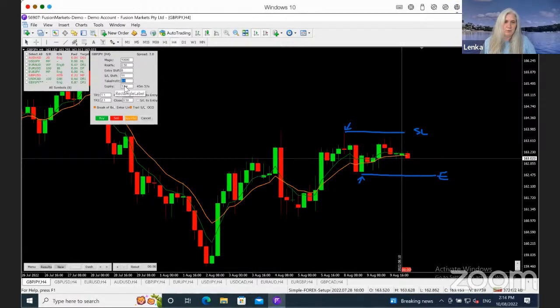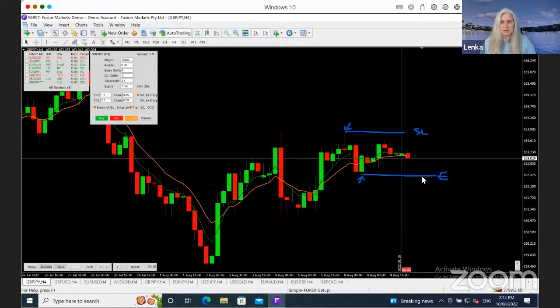You can have your default set to whatever you like. Mine are 3 to 1, so that means reward to risk 3 to 1. Entry is 1 bar. I can change that to 2 bars or whatever the time frame is, and then TP1 and TP2. So usually my defaults are TP1 is 1 to 1 and TP2 is 2 to 1. And then I would choose buy or sell.